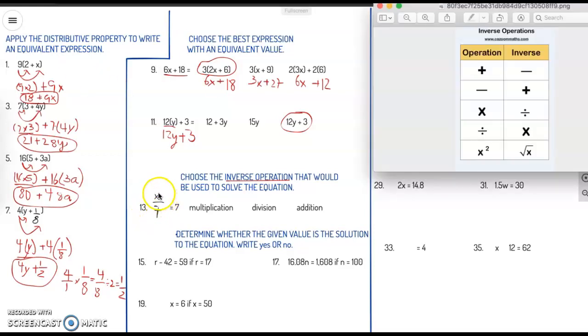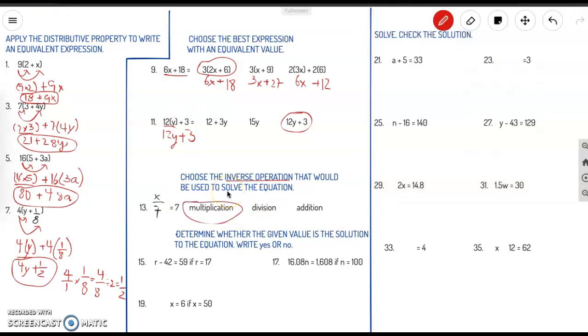Number 13 says x divided by 7 equals 7, or x over 7 equals 7. So what is the inverse operation? The operation that will undo the division. Yes, that's correct. Multiplication. So just circle multiplication. Easy peasy lemon squeezy. Next section.